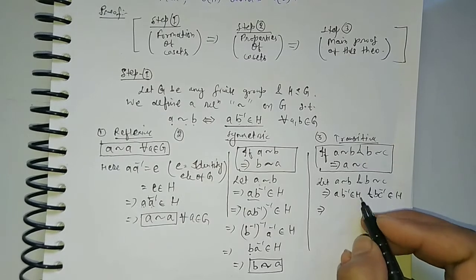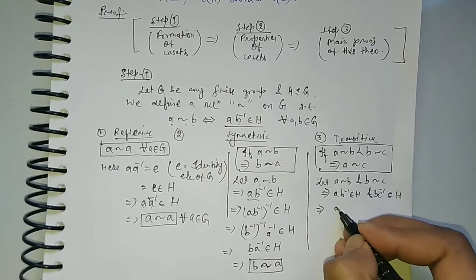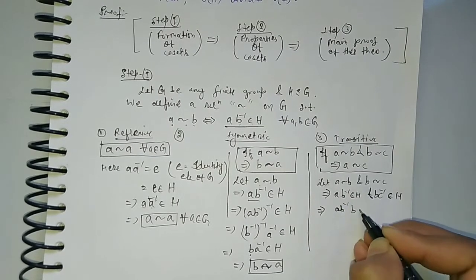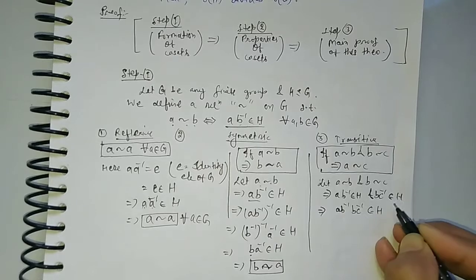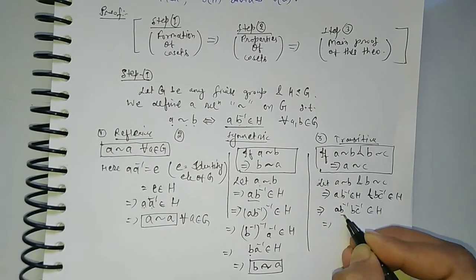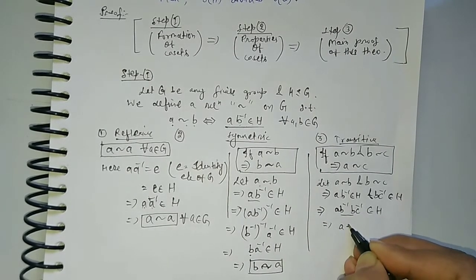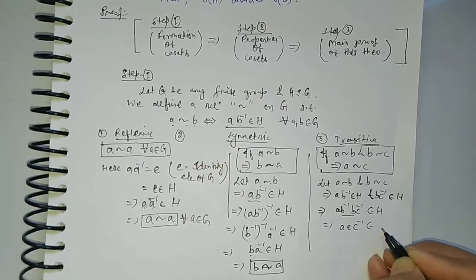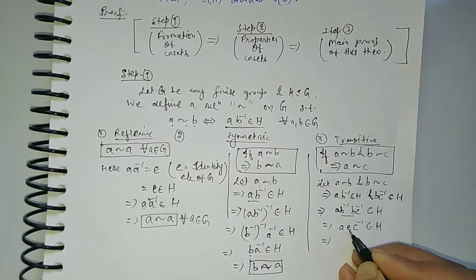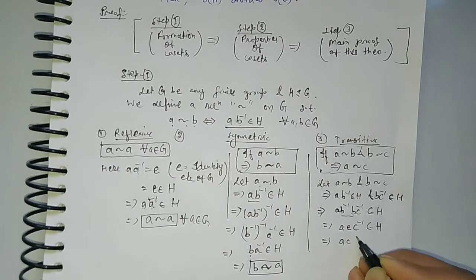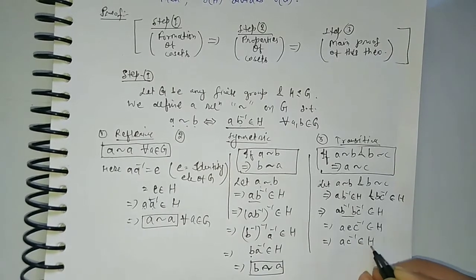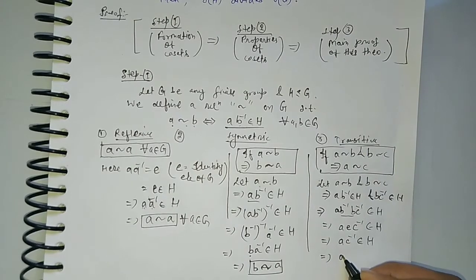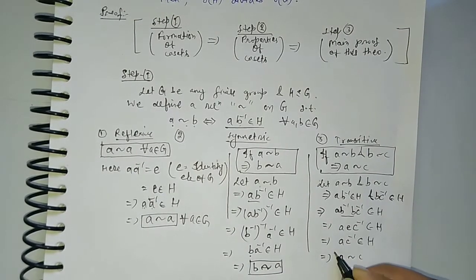Applying the closure property of subgroup H, AB inverse times BC inverse also belongs to the subgroup H, and B inverse B is equal to the identity element E from the subgroup H, so we get A C inverse, and A into the identity element is A C inverse, which belongs to H. And from this definition, we can imply that A is related to C.